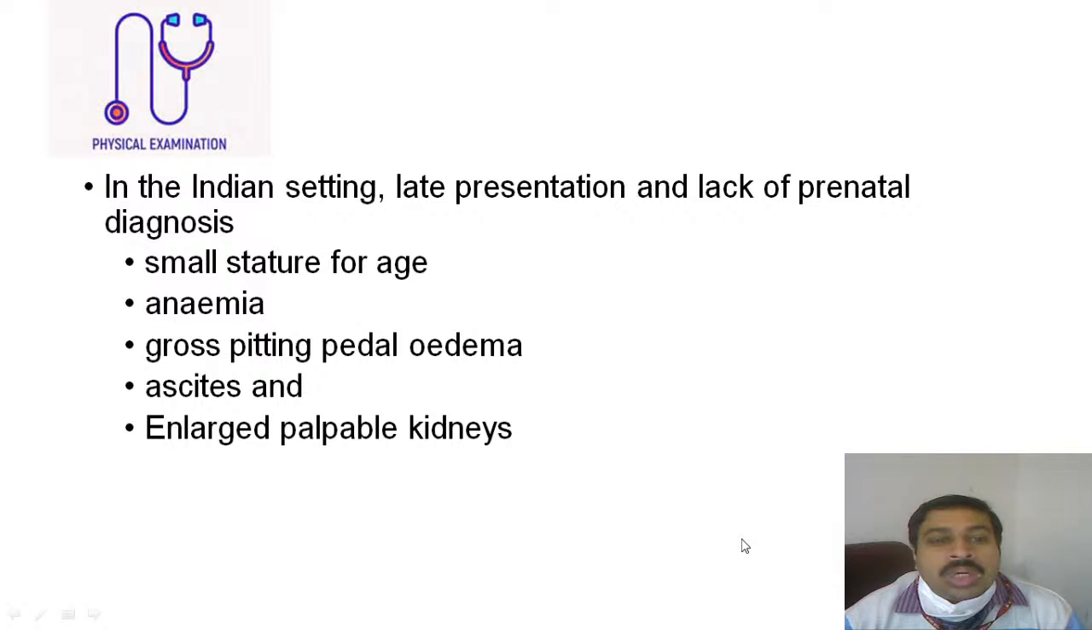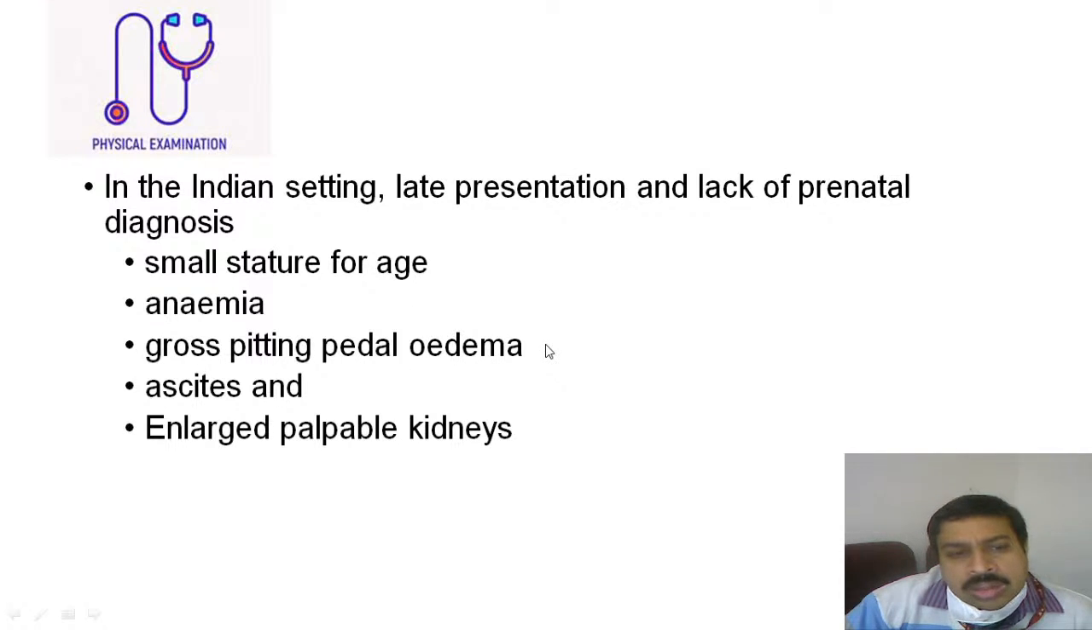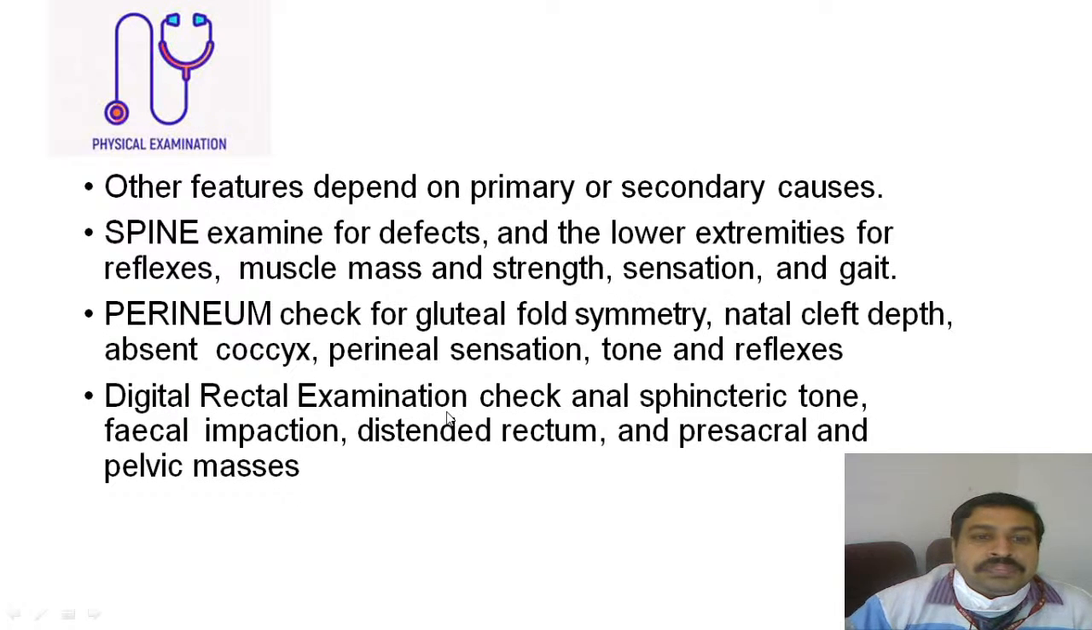So what else can we do? Of course they can have the manifestations of chronic kidney disease itself. We know chronic kidney disease can have hypertension. The child may not grow as normally as others, a small short stature, can have pitting edema in the long term, ascites, and of course enlarged palpable kidneys could also be seen.